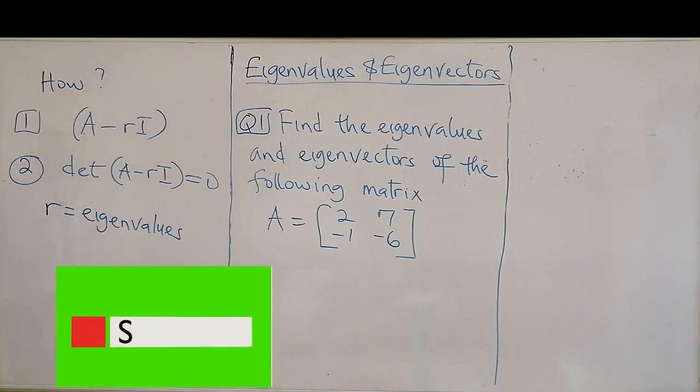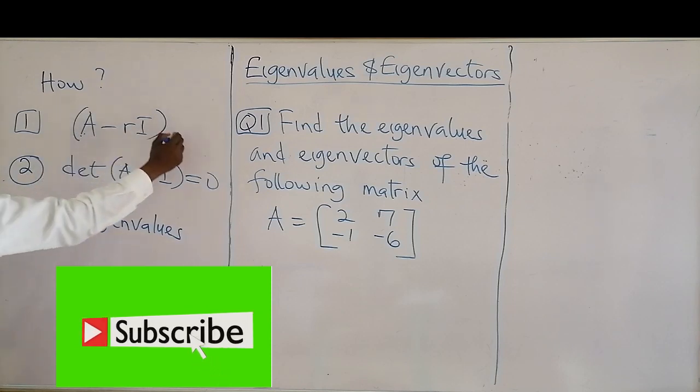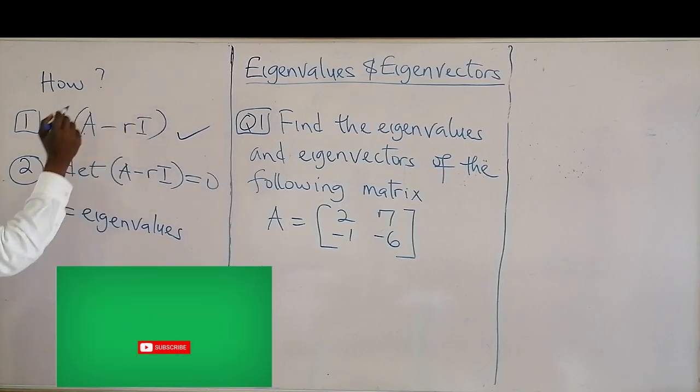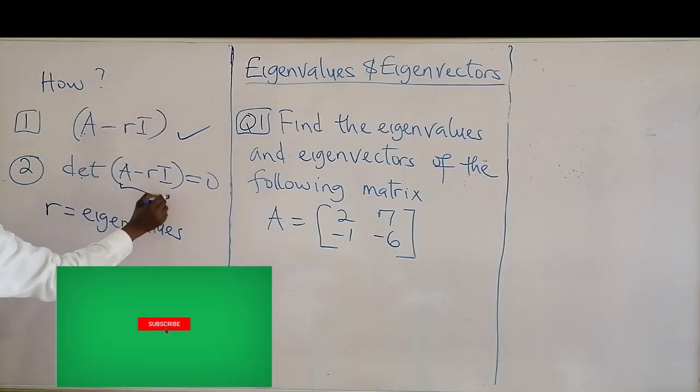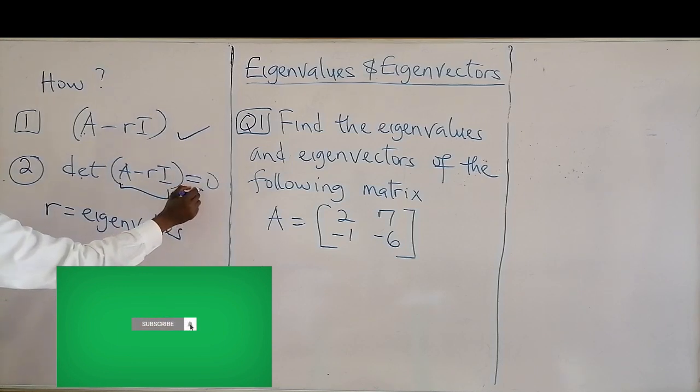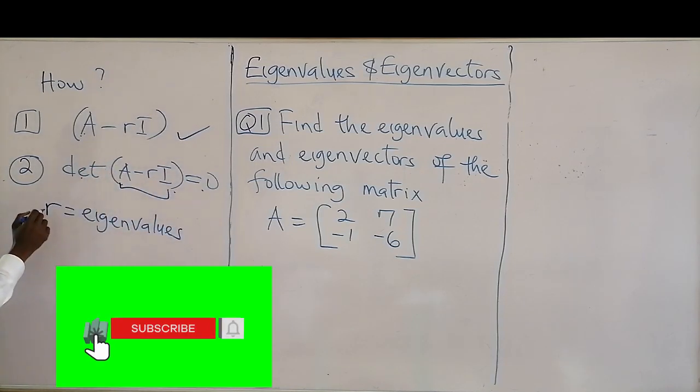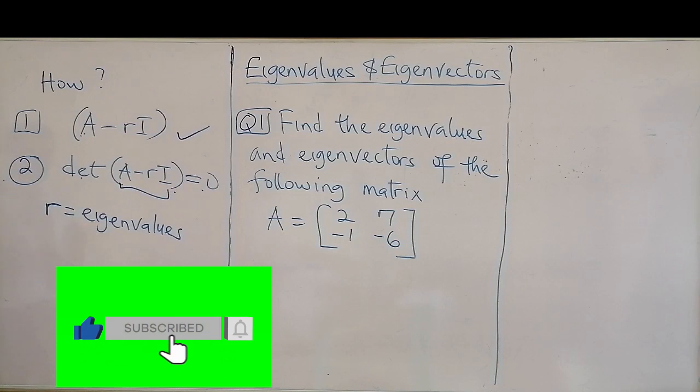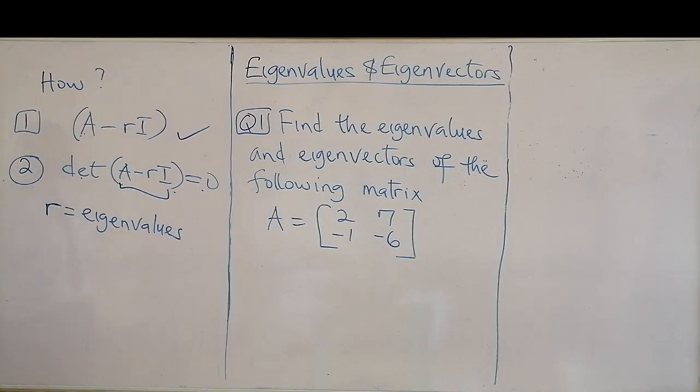So we get this expression. This is the formula we use. Then the determinant of this expression must be equal to 0. From there, you can get your r. I'm using r in this case to denote eigenvalue. Some textbooks use lambda, but I'm going to stick to r as the eigenvalue.